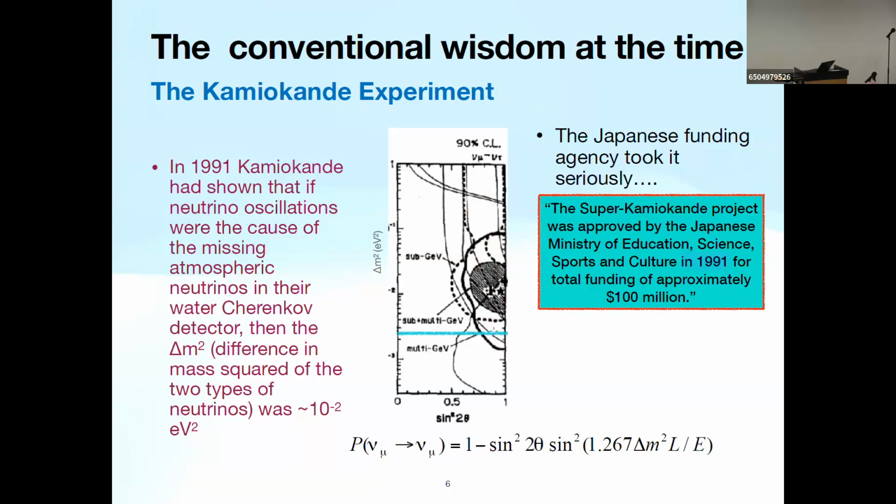The Japanese funding agency took it very seriously. So this is 1991, and they approved 100 million units of money to build the Super Kamiokande detector. Now, I should just point out here that that blue line is actually what the answer ended up being. So it wasn't quite right.